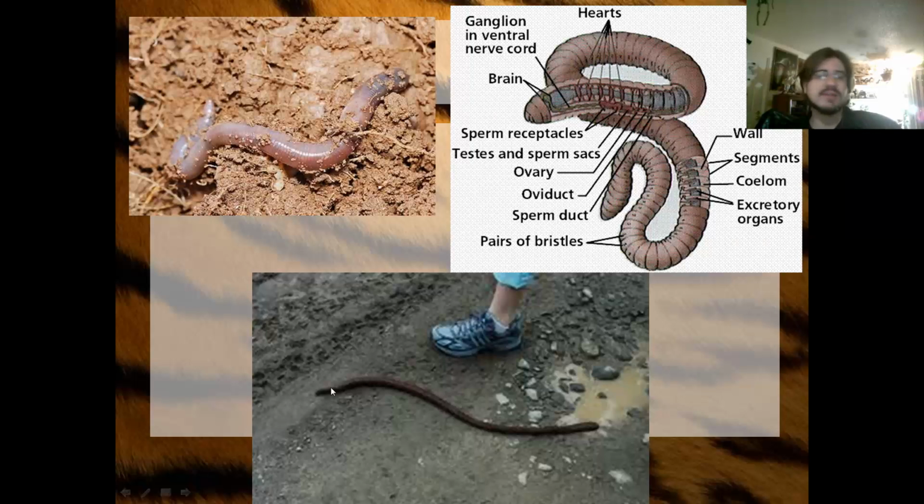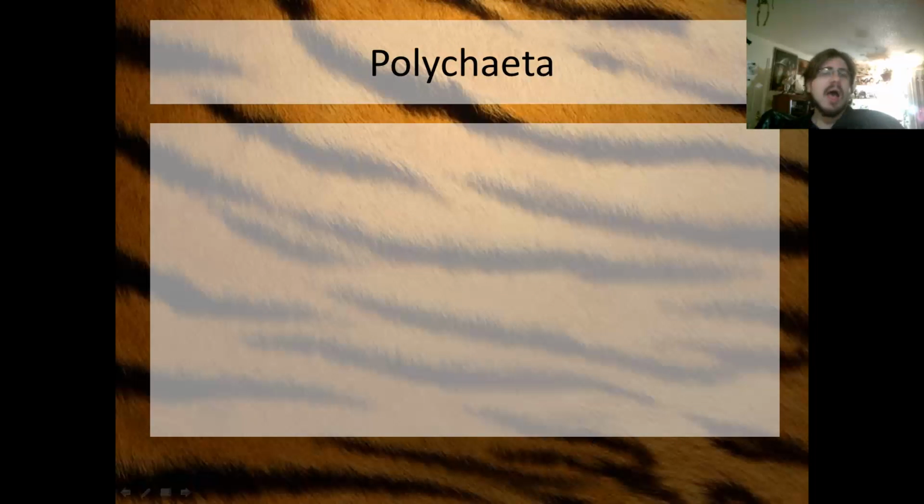They can get surprisingly large. This is a non-photoshopped picture of a very large earthworm. I think this one's Australia. I think they also get that big around Chernobyl, the Russian nuclear power plant that melted down in the 70s. So that's pretty sweet. Or was it the 80s? I think it was the 80s. Anyway, next up is class Polychaeta.